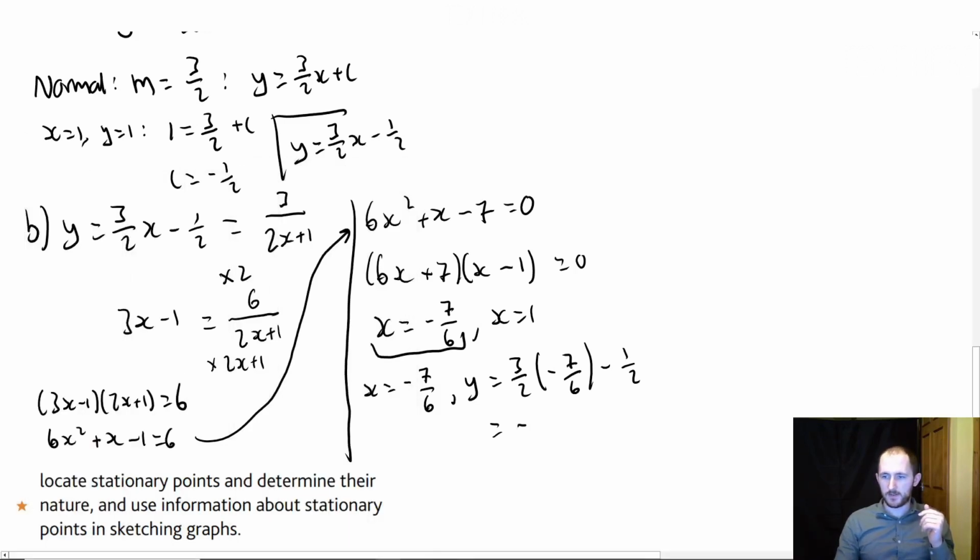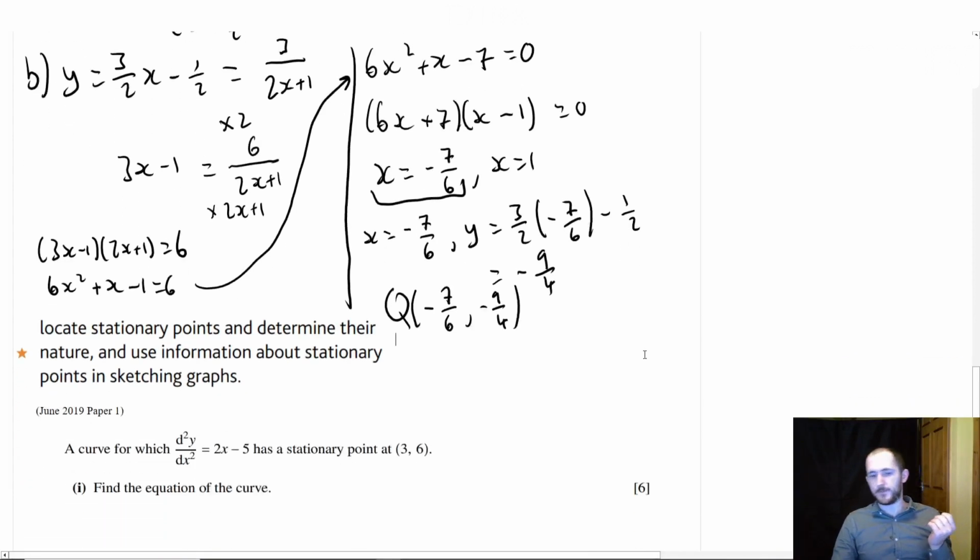So just to write out our answer, I barely gave myself enough space for this question. Our answer is this. This is Q. Okay?